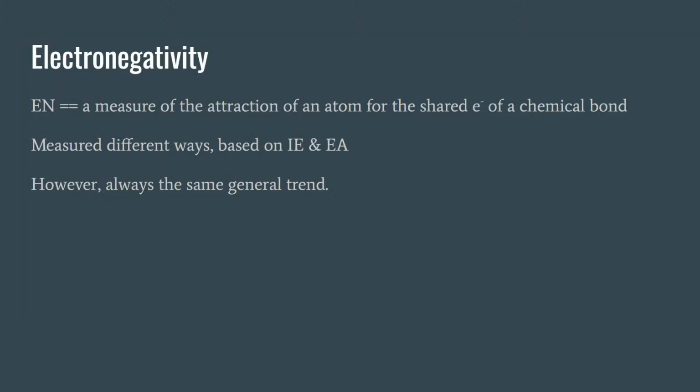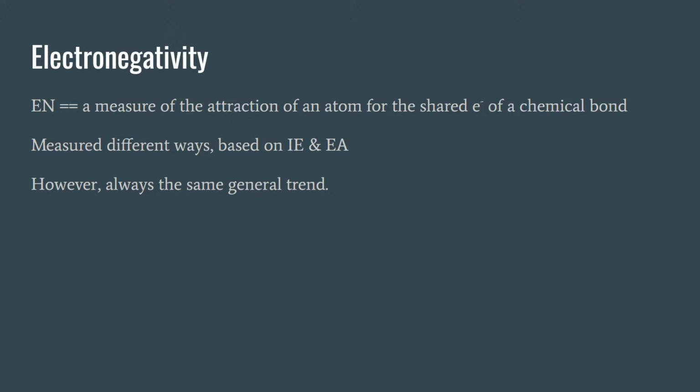Okay, so now electronegativity. Like I said, atoms form a bond, they share electrons, they pull on those electrons because they want them. Different elements pull on those electrons with different strengths. And the strength of that pull, the measure of the attraction for the shared electrons of a chemical bond, is called electronegativity.